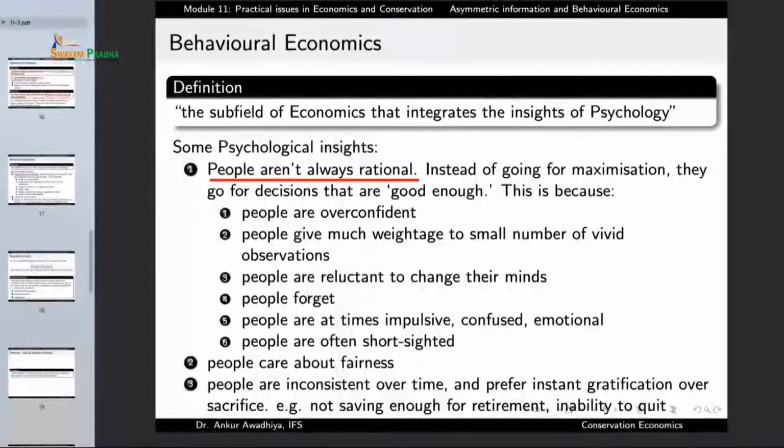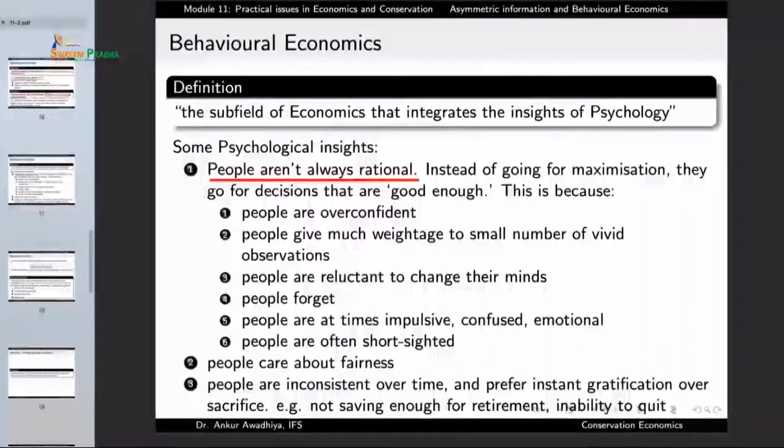People forget. So, when we were talking about rationality, we were saying that people are taking all sorts of information and they are doing all the processing that is possible to come up with a rational decision. But then when people forget, then it is possible that some of the earlier inputs are not taken into consideration at all.